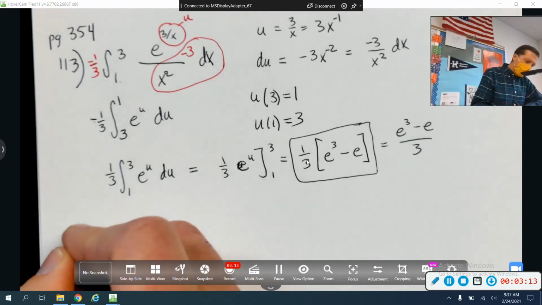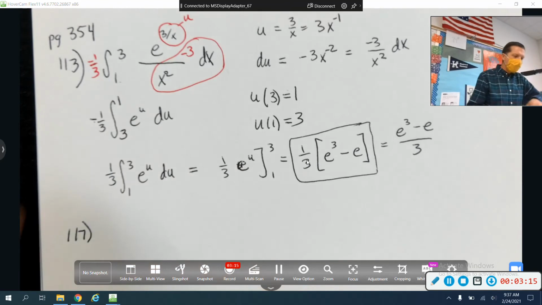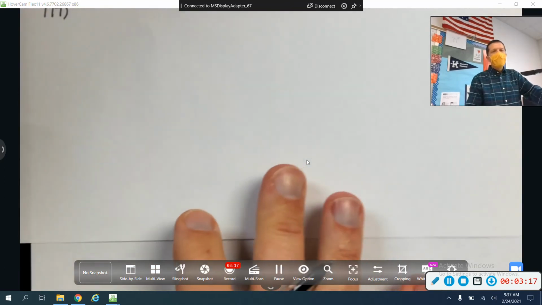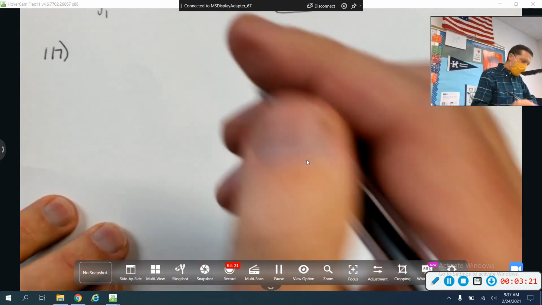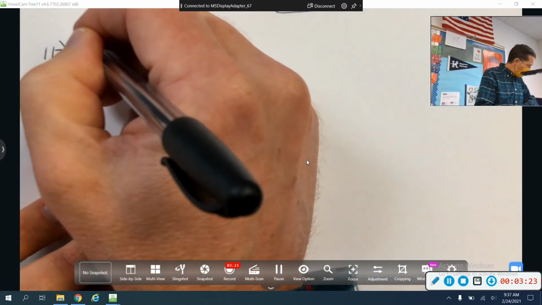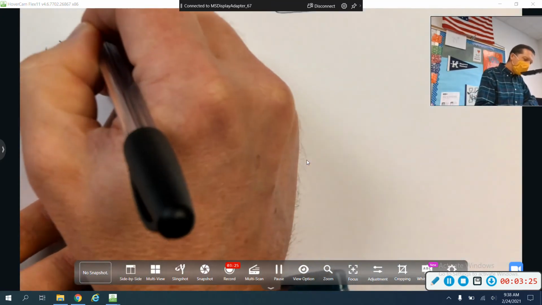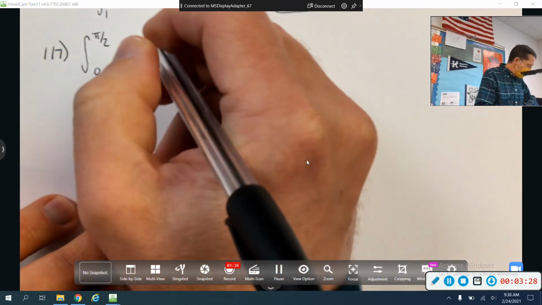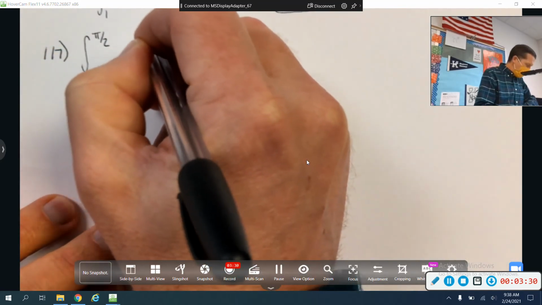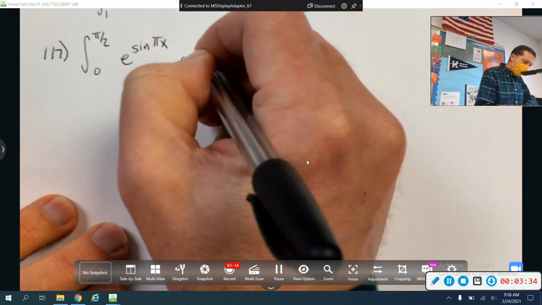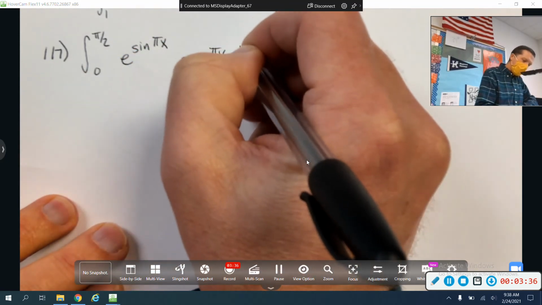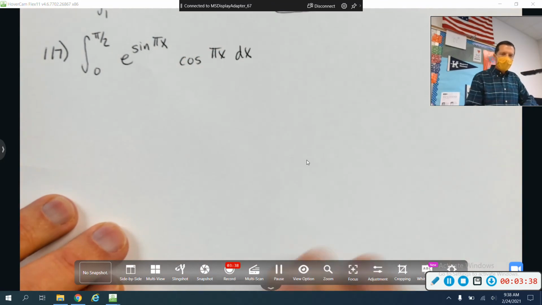117. Oh, another good one. Also not asked earlier. 117, trig. Integral from 0 to pi over 2 of e to the sine pi x times cosine pi x dx.